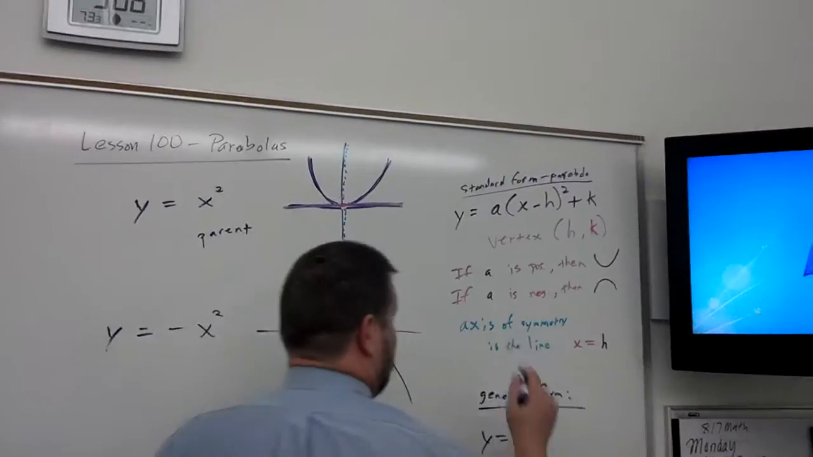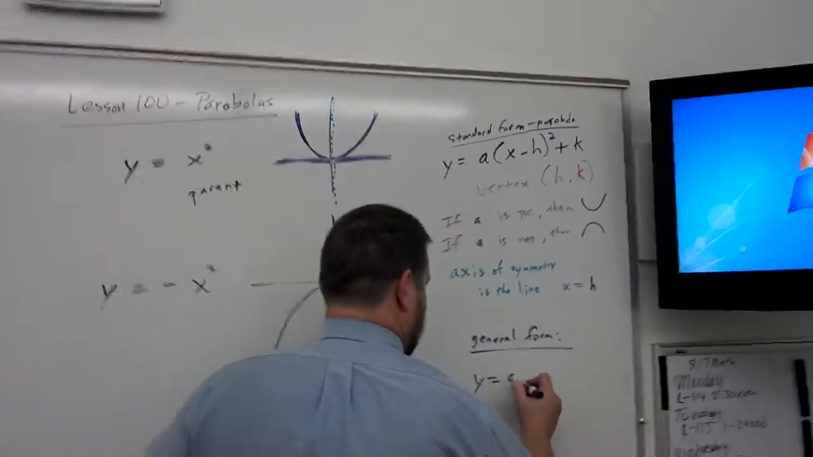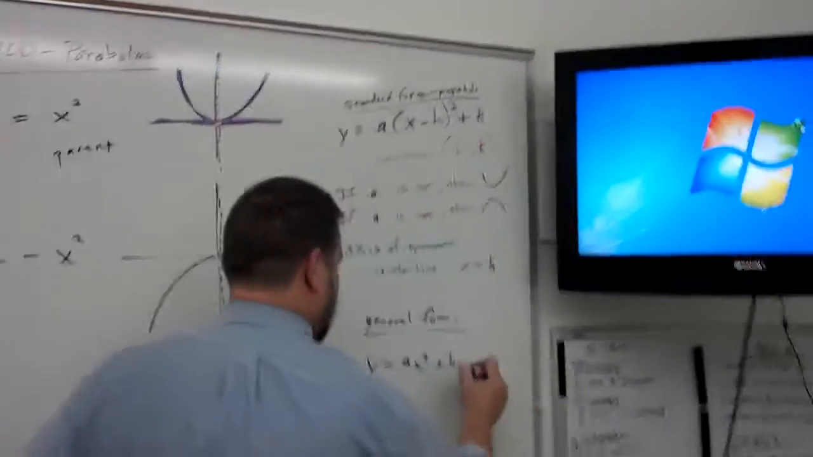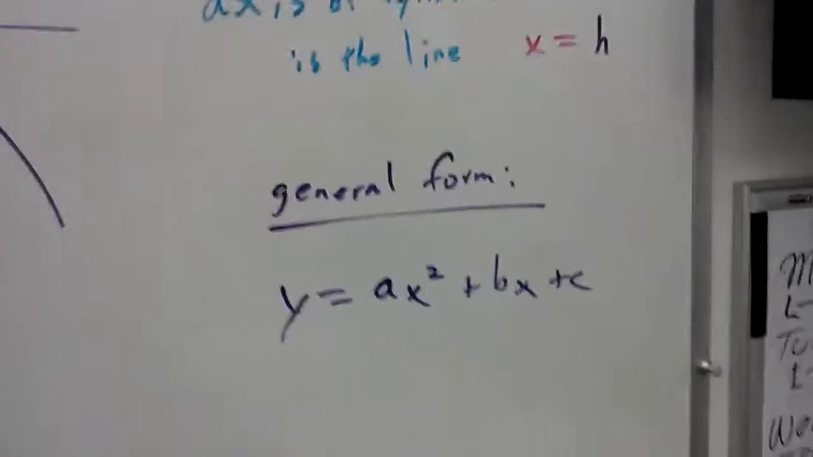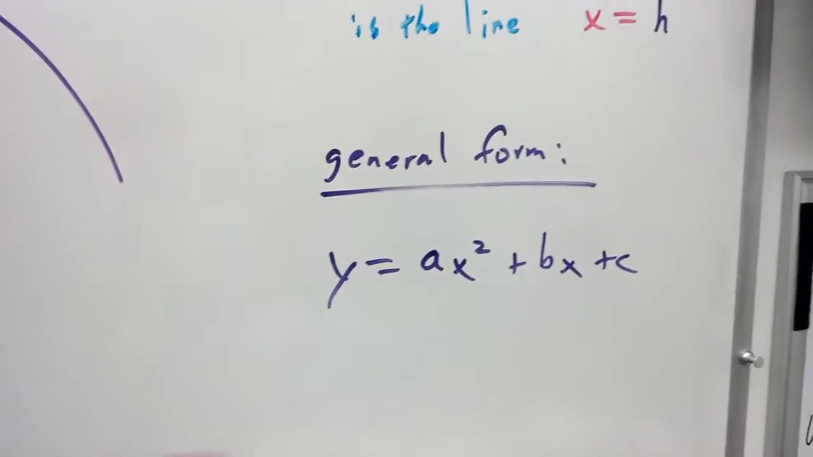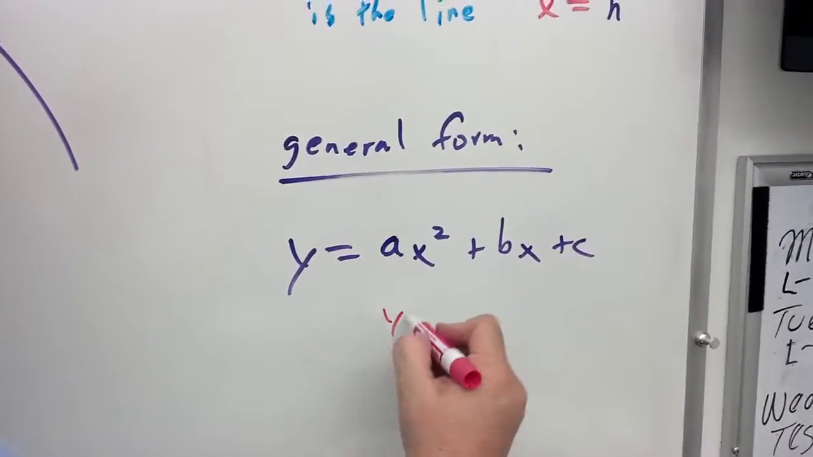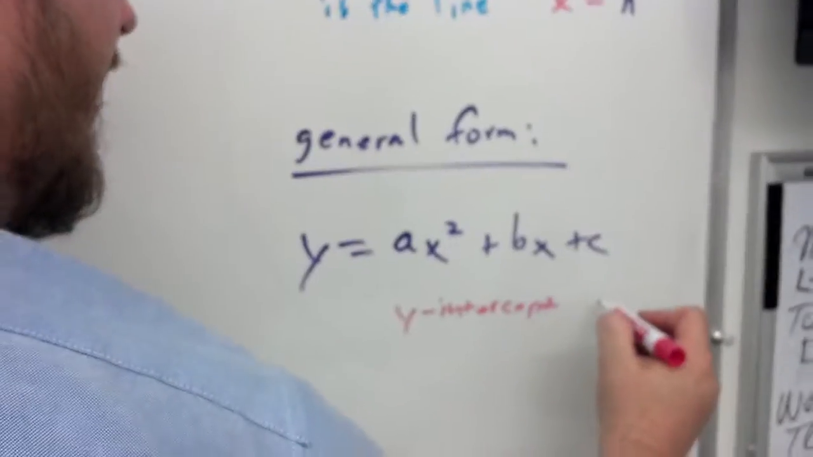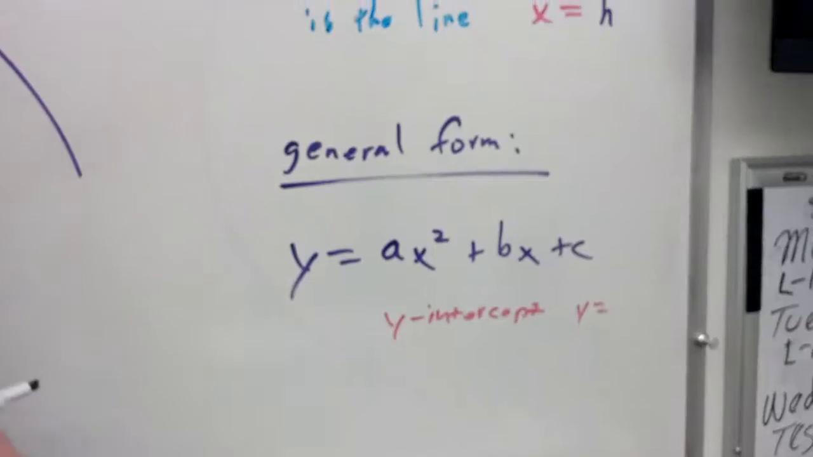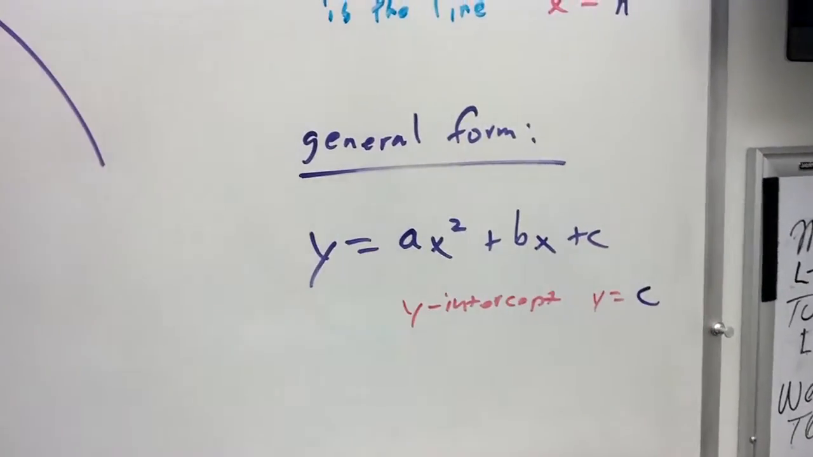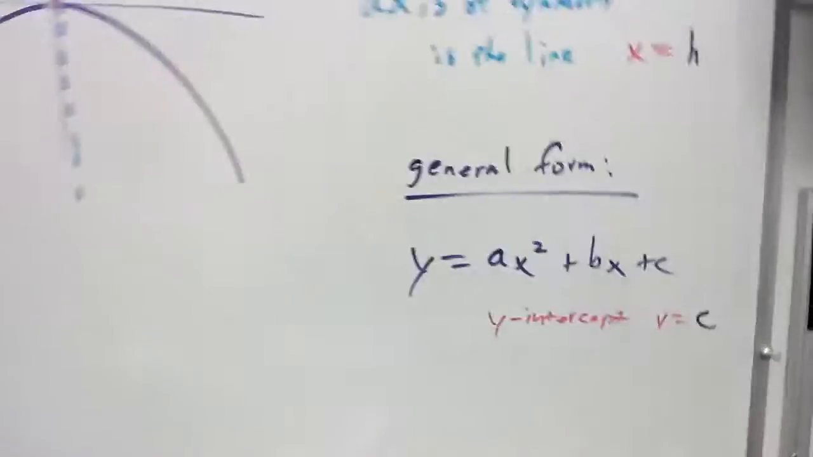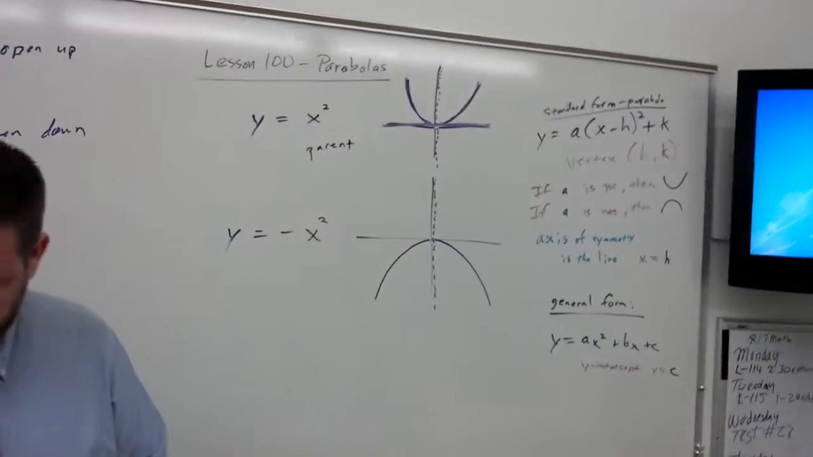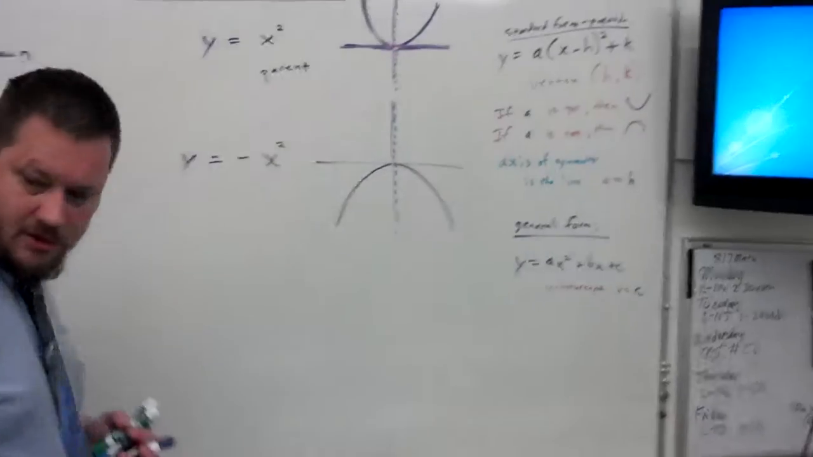General form looks like this. The general form is where you just multiply everything out, and you just have your x squared term, your x term, and then whatever number there is. And when it's in general form, the y-intercept is at c. All right, so what does this look like? Let's clear some space on the board.